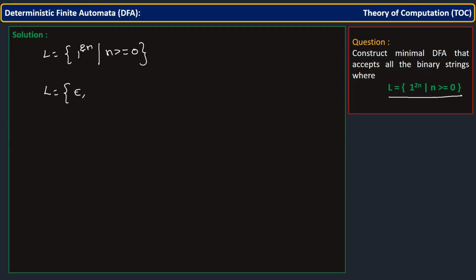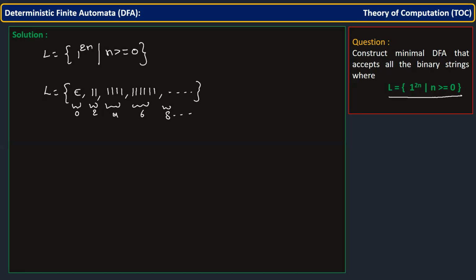So if I substitute 1, 1 power 2, that means 1, 1. Then if I substitute 2, 2 into 2 is 4, that means 4 ones, 1 power 4. Like that, 1 power 6, 1 power 8, it continues. And what is your understanding? This is 0 length, this is 2 length, this is 4 length, this is 6 length, like that 8 length. So we are collecting all even length words.